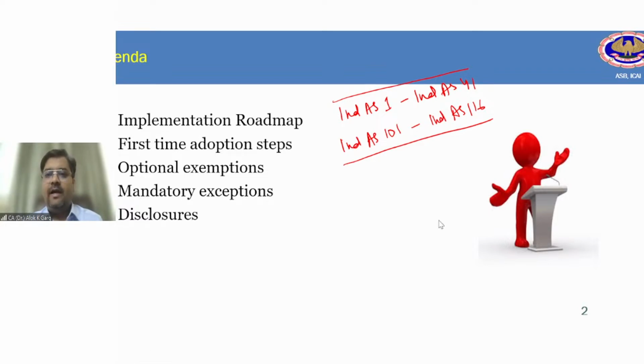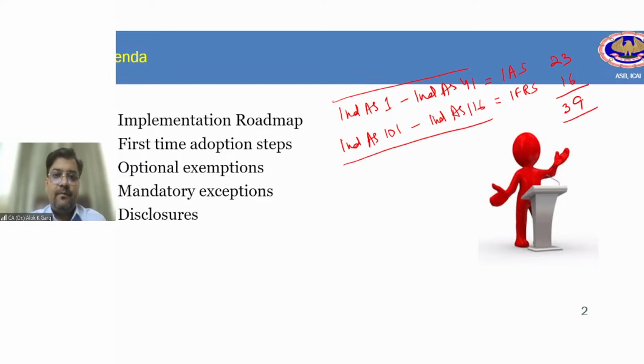And we are aware of how this series was drafted, how this series was finalized. Basically Ind AS 1 to Ind AS 41 is the counterpart of IAS, International Accounting Standards, and Ind AS 101 to Ind AS 116 is the counterpart of IFRS, right? So in Ind AS 101 to Ind AS 116, we have 16 standards, and in Ind AS 1 to Ind AS 41, we have 23 standards. So this is how we have a total of 39 standards.